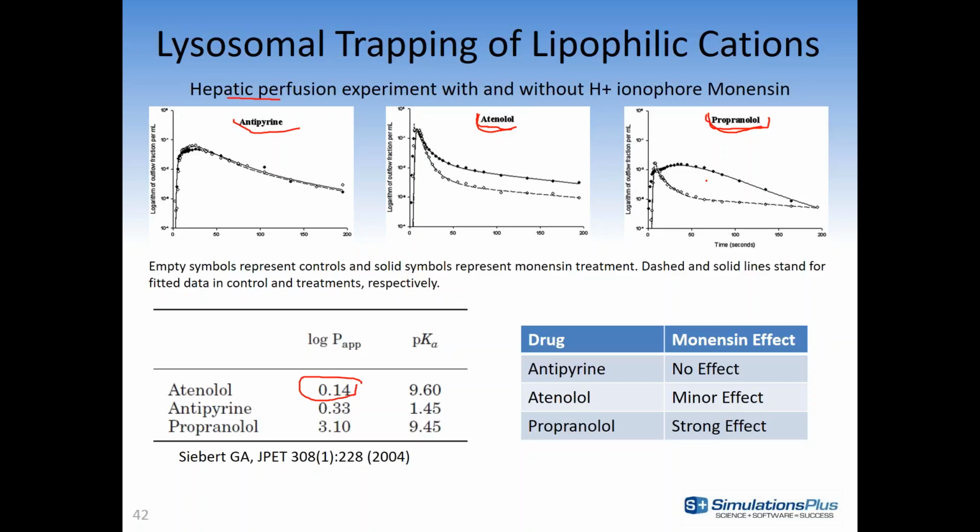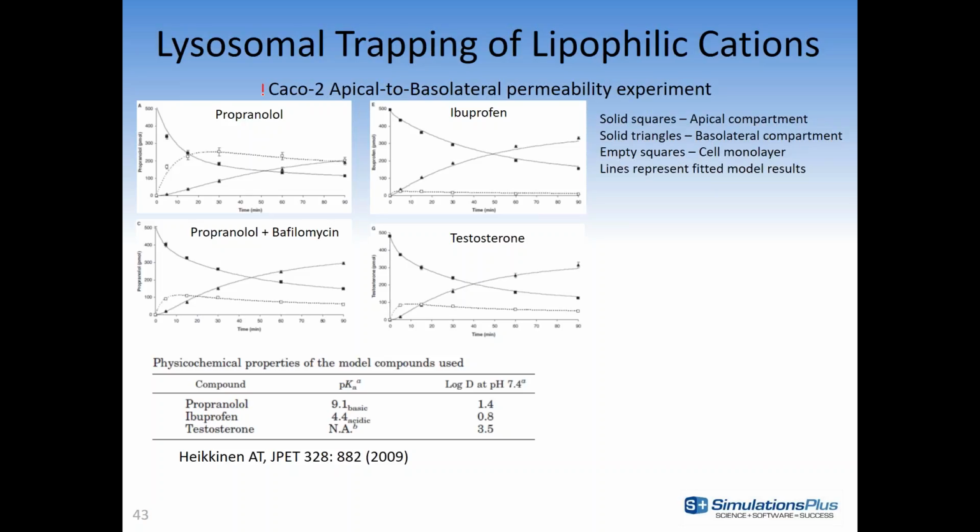Or another experiment which was published based on the Caco-2 experiments, where these are all showing apical to basolateral permeability. So these curves are showing apical concentrations and basolateral concentrations. And these empty squares with the dashed lines are showing the accumulation of the compound in the cell membranes. And it shows that for propranolol, the lipophilic base, the accumulation was much higher than it would be for the neutral molecule testosterone or for the acid, ibuprofen.